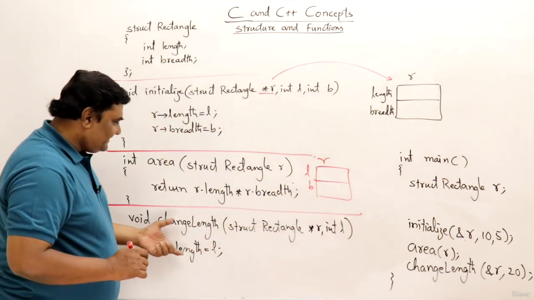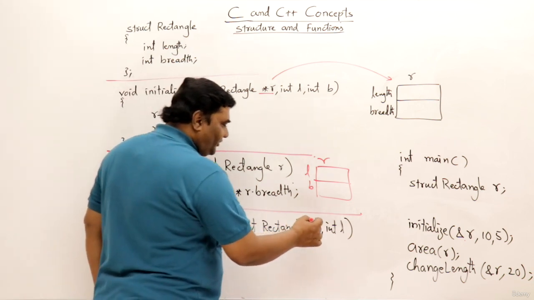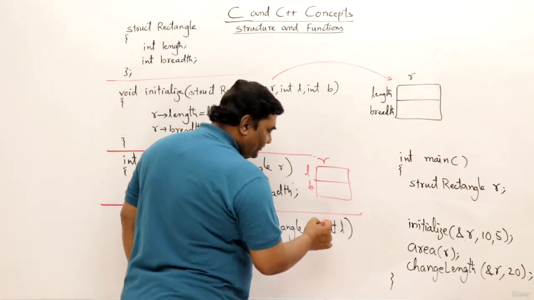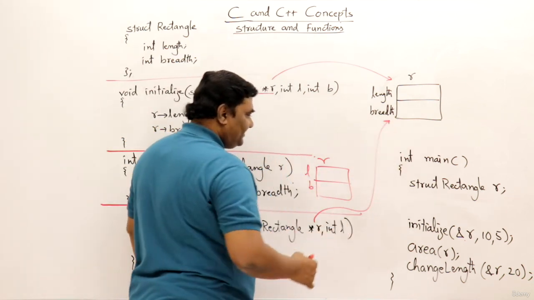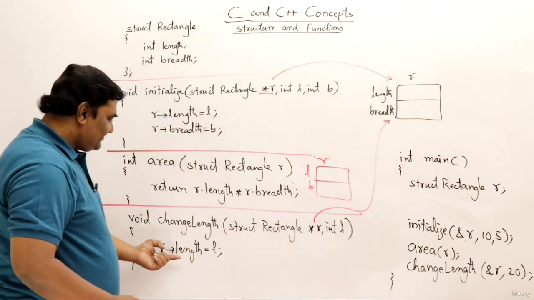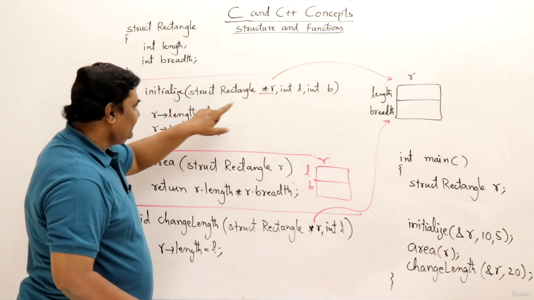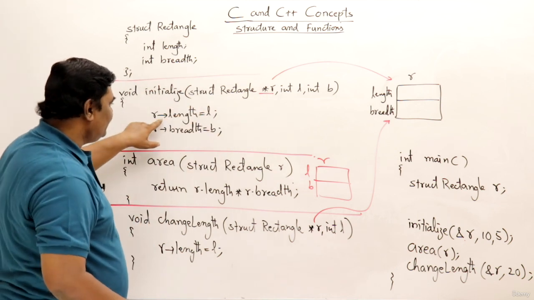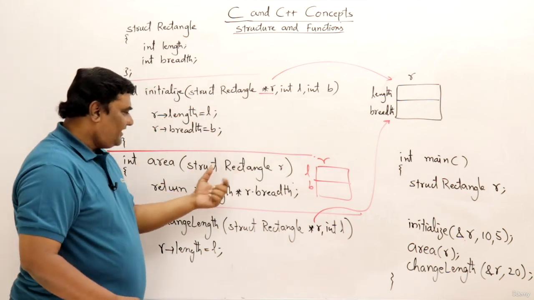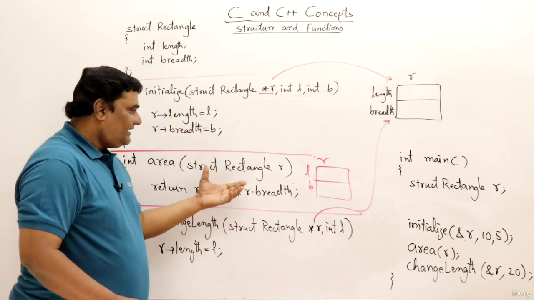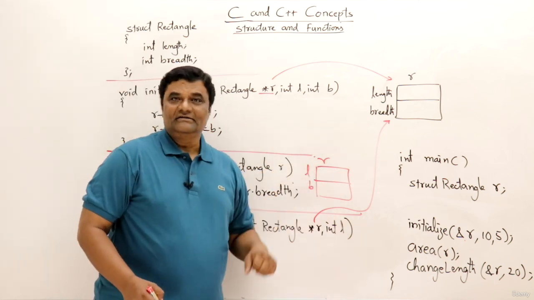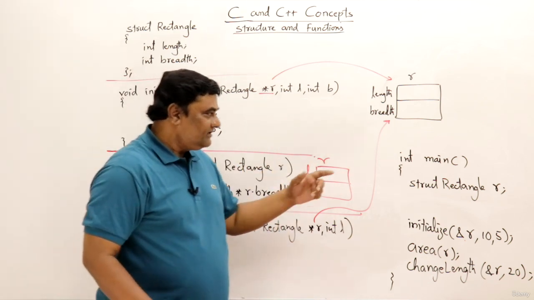And next let us look at this change length function. This has a pointer and another parameter, that is new length. So this is also pointing to the same thing, and it is just changing the length. These two functions take pointers. They are call by address, so they are using arrows, and this one is call by value, so it is using the dot operator, and it is accessing its own rectangle. Now let us see the working of this entire code.